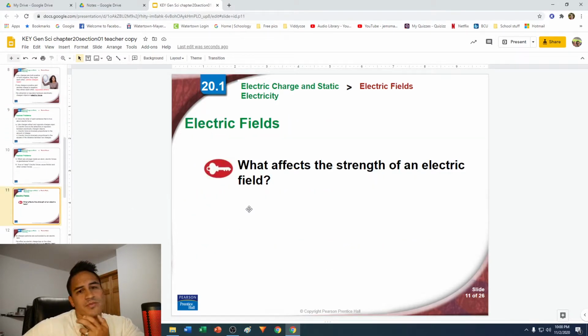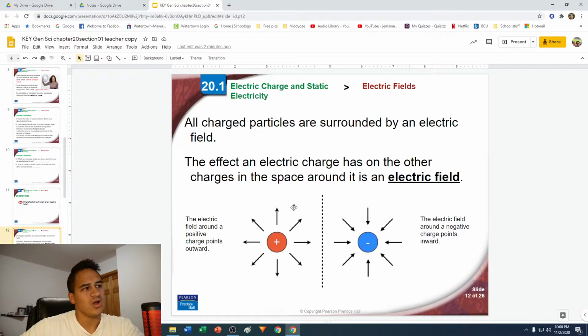All right, so this charge has an attraction or repulsion on other charges that are nearby. And we call this effect an electric field, kind of like a magnetic field. So all charged particles are surrounded by electric fields. An electric field is essentially just the effect that a charge will have on other charges in the space around it. Now, whenever we draw electric fields, we draw lines that show what direction the forces would be pulling or pushing if this charge were interacting with another positive charge, okay?